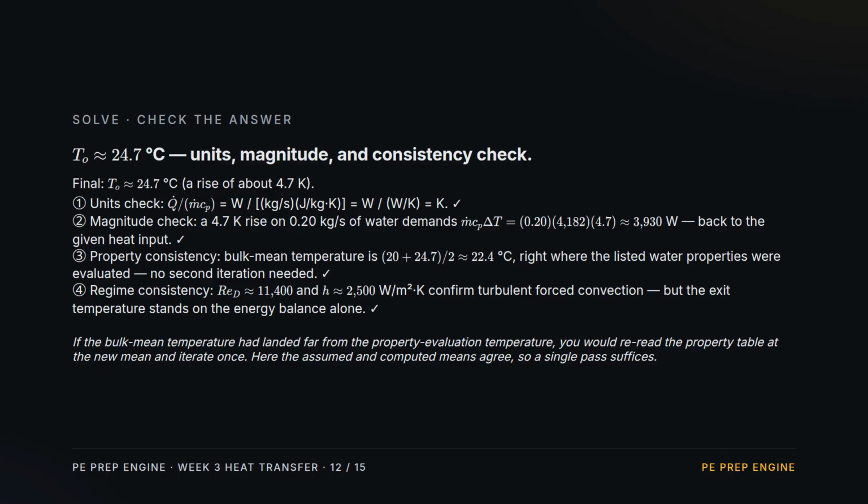Four checks. Units. Q dot over m dot Cp gives watts over watts per Kelvin, which is Kelvin. Magnitude. Run it backward. That rise demands about 3,930 watts, exactly the heat input given. Property consistency. The bulk mean is about 22.4 Celsius, where the properties were evaluated, so no iteration is needed. Regime. Reynolds and h confirm turbulent flow, but the exit temperature stands on the energy balance alone.